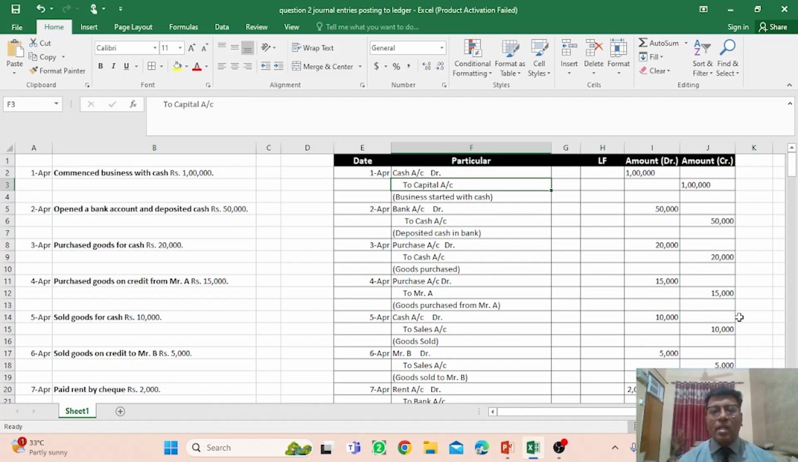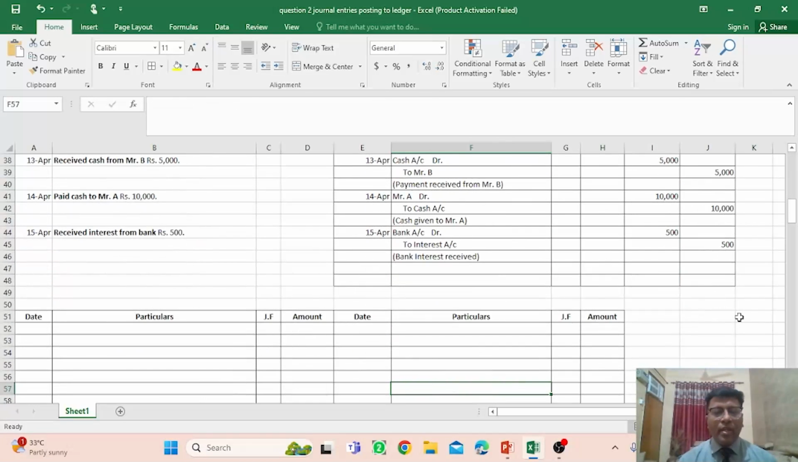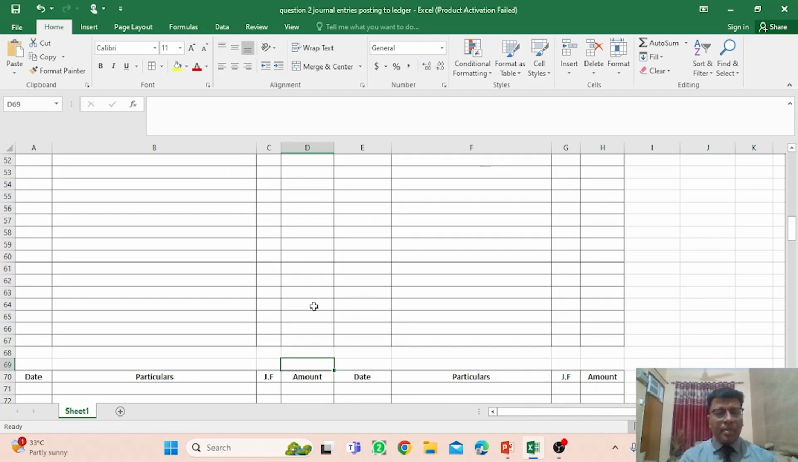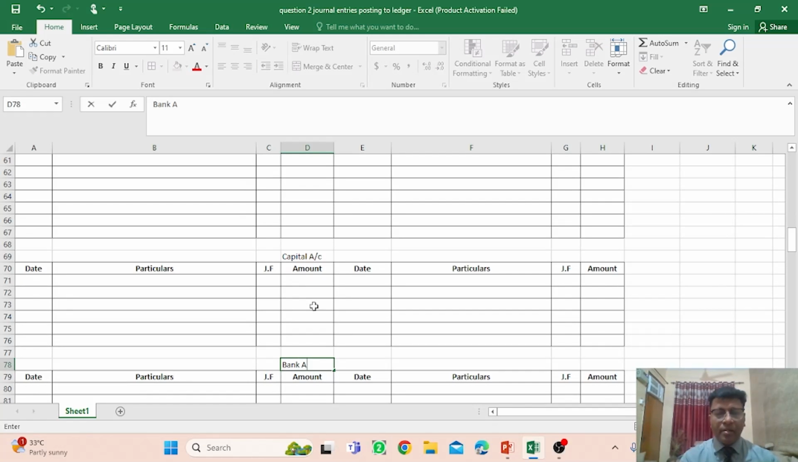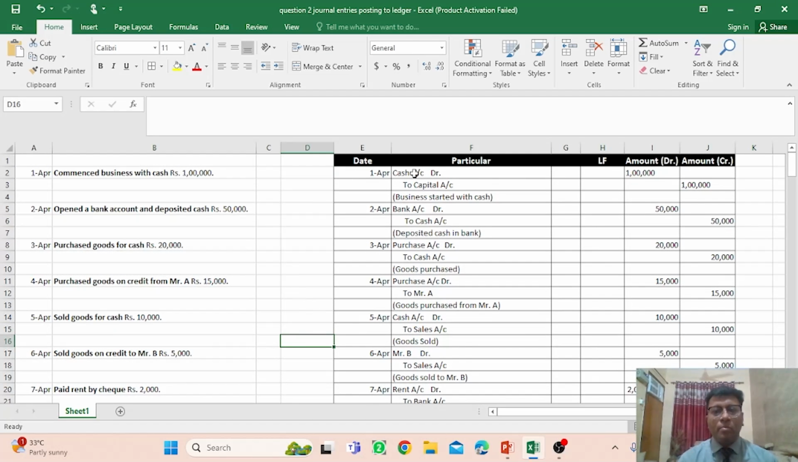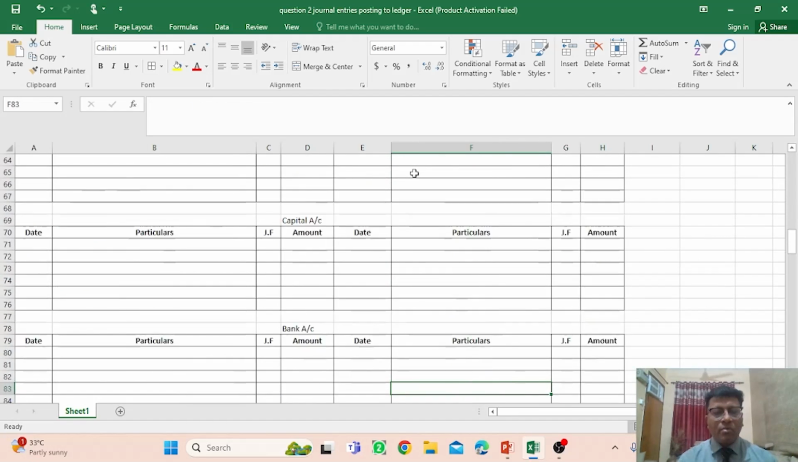I told you the cash account, capital account and bank account. So we have to open the cash account, and we have to open the capital account, and we have to open the bank account, right? And just go upside and find that you already maintain the cash account, capital account, bank account, right? The purchase account you have to open, right? And A account and sales account, purchase, A and sales, right?